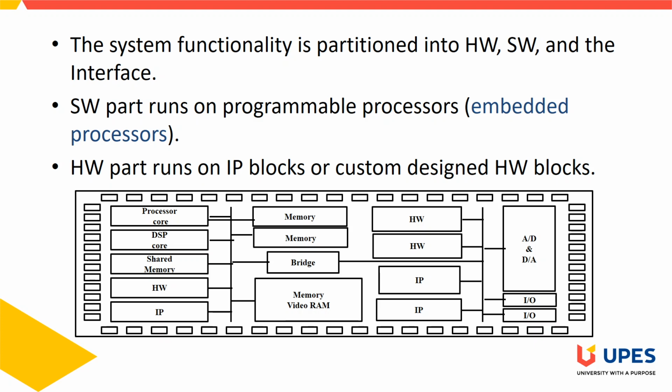Now, coming to embedded system design or embedded processor design, it consists of the hardware part, software part, and the interface part. The software part is the software code that is running on a programmable processor, that is the embedded processor. It can be a microprocessor or a microcontroller. Now talking about the hardware part, it consists of IP blocks or custom designed hardware blocks. IP blocks are intellectual property blocks that you can use to create a design. Like ARM is an IP block. Based on that, you can design a complete mobile board.